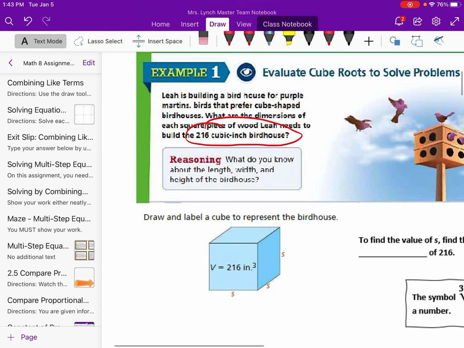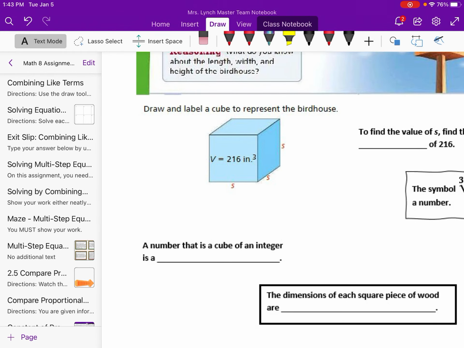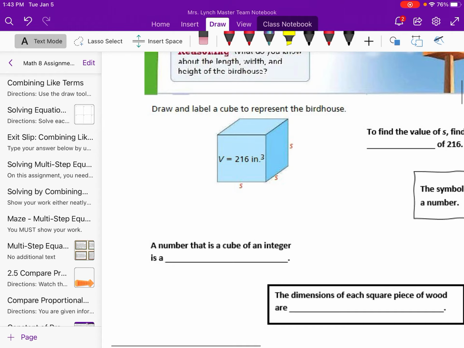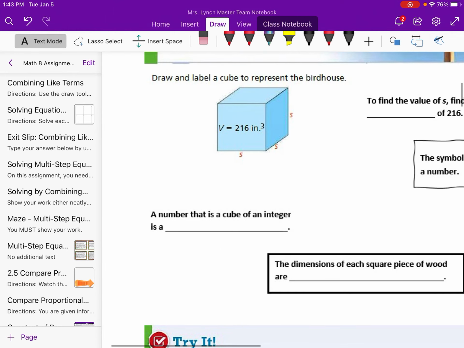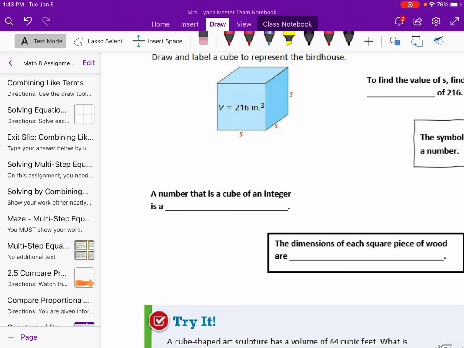All right, let me scroll down. All right, so here we have a better picture of it, of just a regular cube. So the birdhouse is up in the picture, but it might be a little bit easier to visualize just a regular old cube. And we know that the volume, so if you didn't know, volume is length times width times height. Well, when we're talking about a cube, the cool thing about a cube is that it's just a bunch of squares put together. So what do we know about squares? They all have the same side lengths. That's what makes a square so unique and special.